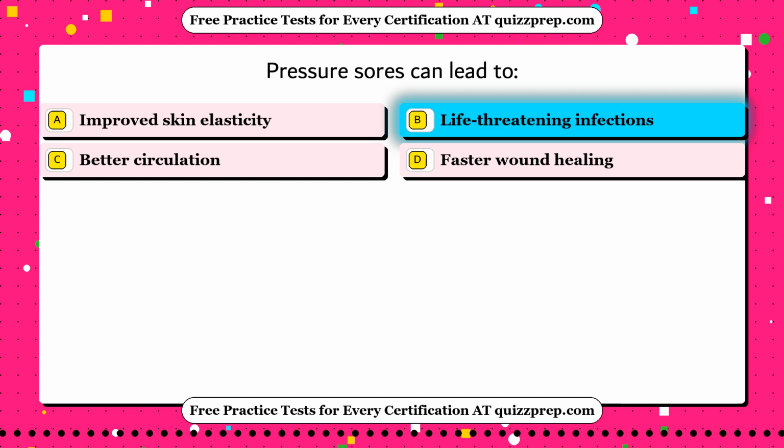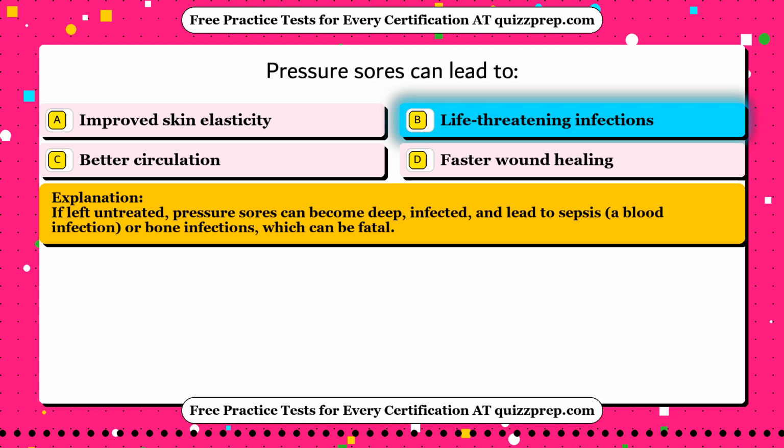The correct answer is option B, life-threatening infections. If left untreated, pressure sores can become deep, infected, and lead to sepsis, a blood infection, or bone infections, which can be fatal. Question 39.